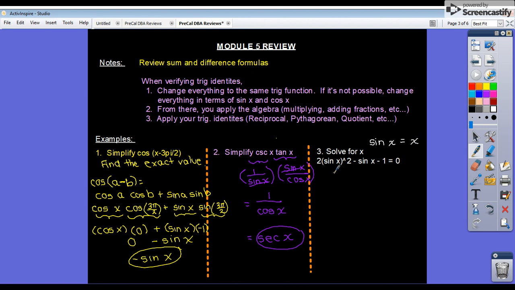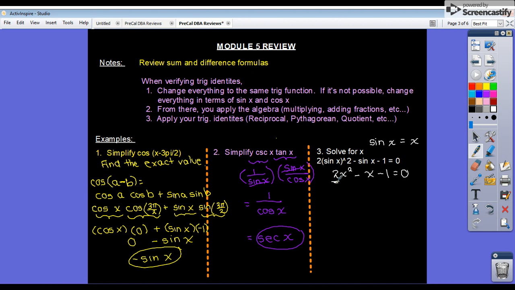So from there, I can change this equation into 2x squared minus x minus 1 equals 0. This is just a quadratic equation. You can use factoring, quadratic formula, completing the square, anything that you preferred in Algebra 2 to solve for x. So in this case, I prefer to factor.